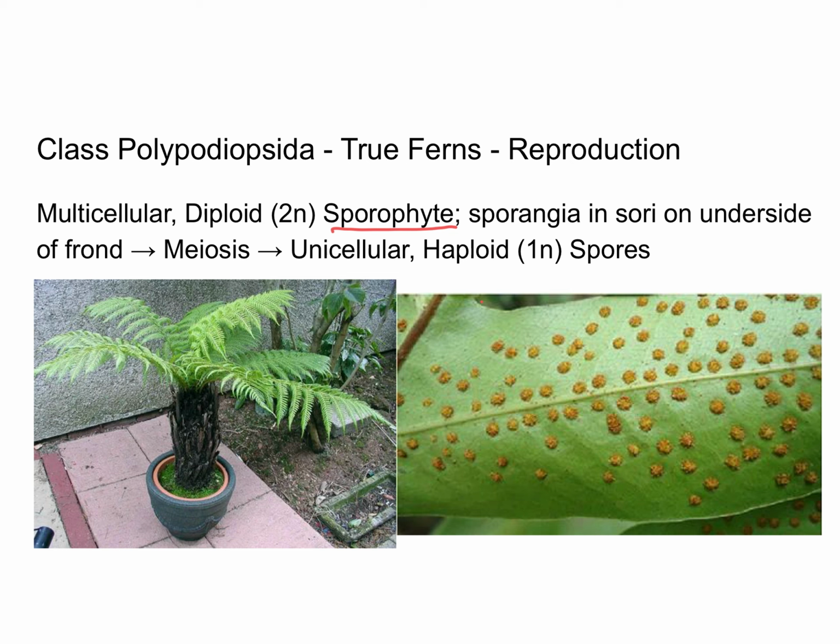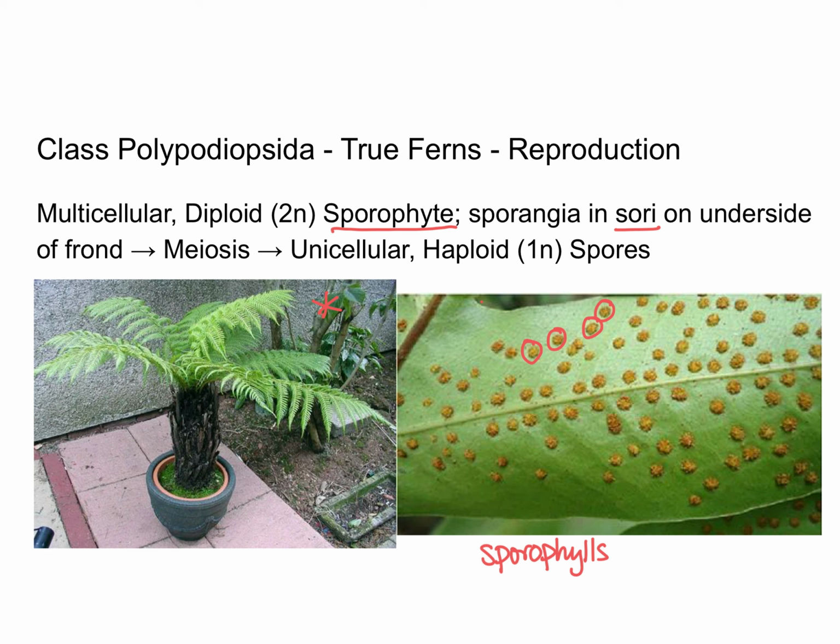So what you're seeing here in this picture is the sporophyte of the true ferns. And ferns, these true ferns, have these sporophylls. And remember that a sporophyll is just a modified leaf that contains sporangia. So these little clusters on the underside of the palm frond, these are the sporangia, and they're actually contained in these things called sori. Sorus would be singular. And in the sporangia in these sori, meiosis occurs.